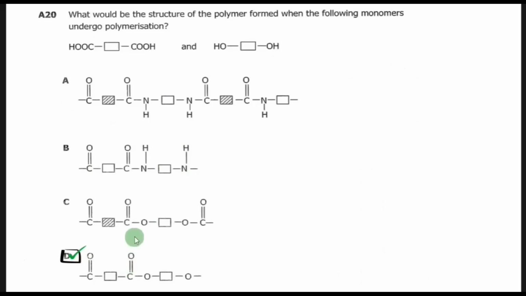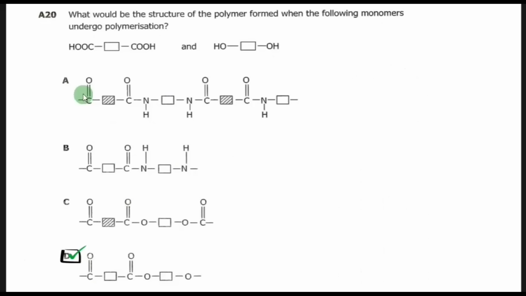However, an alcohol loses OH, while an acid just loses H. So if this end loses OH, it remains with OC. Equally, this one will be used to join. Then this end, if it loses H, it remains with O. So this one becomes the correct answer for question number 20.